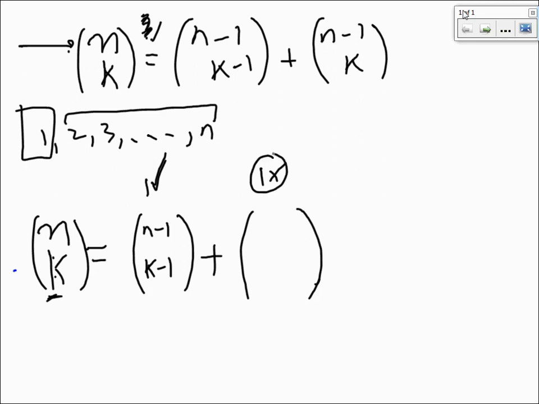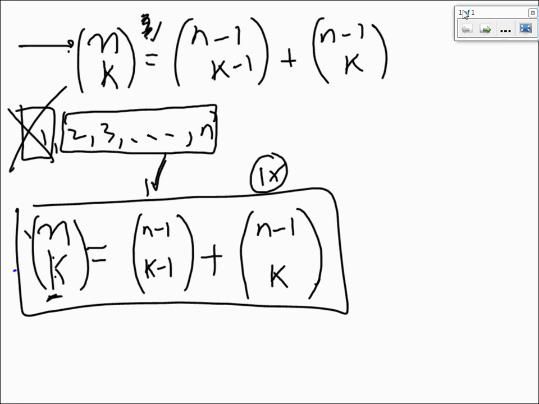Now, I'm not going to choose the 1. So I didn't choose anything yet. So I better choose k. And how many am I choosing the k from? These. Because I'm not going to pick 1. So I'm choosing k objects from n minus 1 objects. And here it is. Now, let's look at this. So we proved it again.